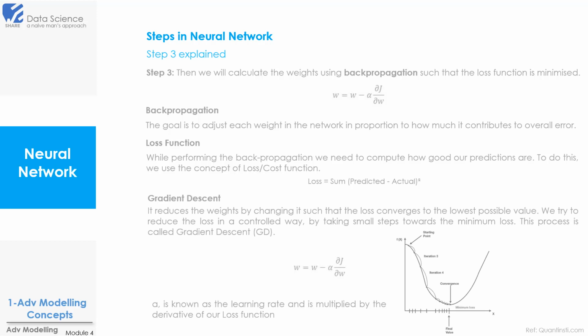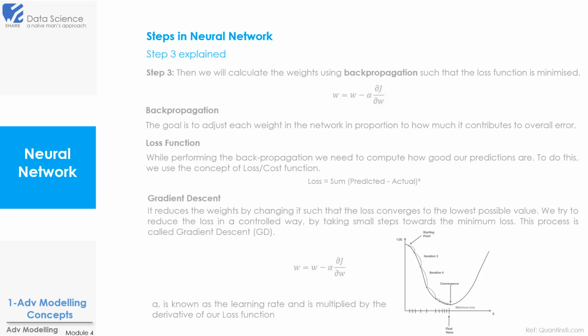To optimize the loss function, we use another algorithm which is called the gradient descent algorithm. Gradient descent reduces the loss by changing the weights such that the loss converges to the lowest possible value. So we try to reduce the loss in a controlled way. We take small steps towards the minimum loss. This process is called gradient descent. The equation shown here on the screen is for the loss function, and the graph given here is showing the loss function being converged to the minima in a stepwise fashion, which is called gradient descent.